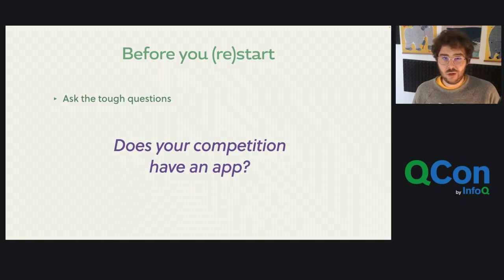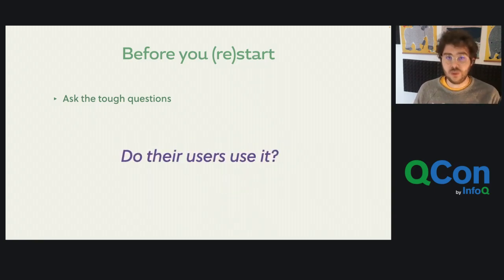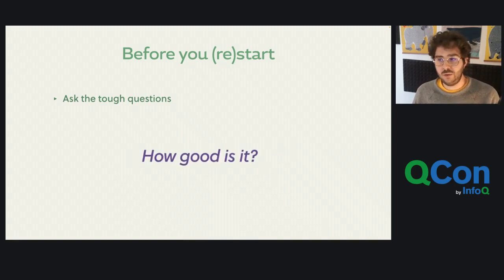Then does your competition have an app? Looking around is always good. You are not in the market alone. You are with competitors. And do they have an app? Do the users use their app? Is it a good app? How good is it? If you're trying to enter a market where everyone has an app or some of your competitors have an app, but that app is mediocre, then you have a relatively low bar to clear for your app to make sense. If you're entering a market where your competitors have a high quality app, people are more likely to be using your competitor's app if your app is not as good as theirs. So this is very important.